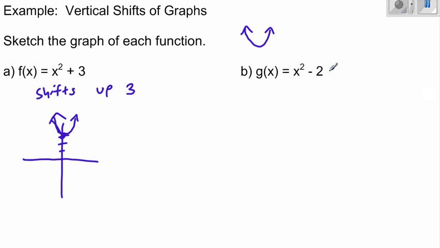Similarly, subtracting 2 at the back, that's going to shift it down 2. So a quick sketch: rather than being at the origin, it's now going to shift down 2. So now the vertex will be down here at -2. And the parabola would look something like that.